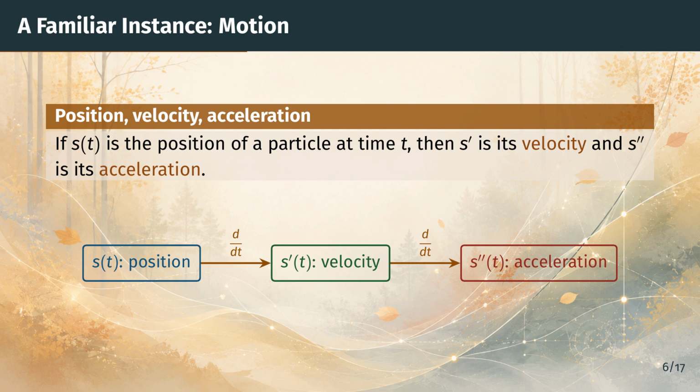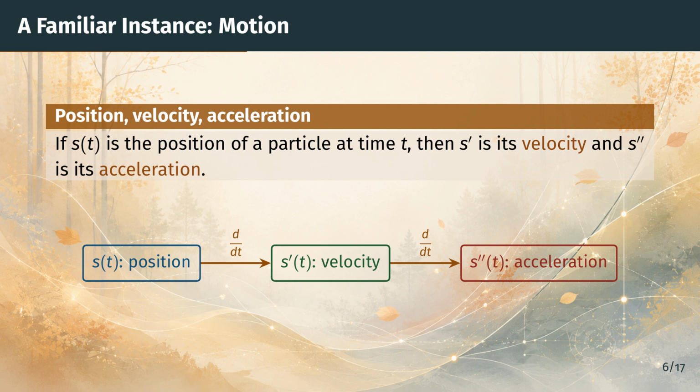Higher derivatives are already familiar from physics. Suppose s of t gives the position of a particle at time t. Each amber arrow in the diagram is labeled d by dt, meaning differentiate with respect to time. Following the first arrow produces the velocity, how fast the position changes. Following the second arrow produces the acceleration, how fast the velocity changes. The blue box is the position, the green box the velocity, and the red box the acceleration.